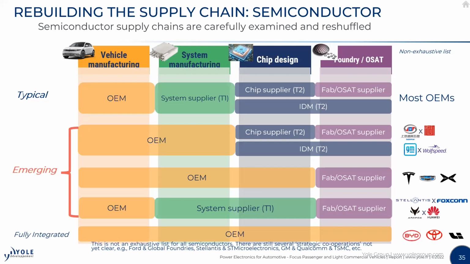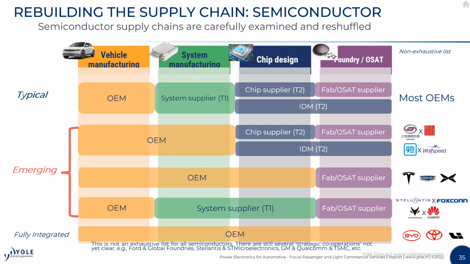So it means that if we look back to the historical supply chain of the automotive, which is the top level of the chart, we have very well-defined OEMs doing vehicle manufacturing, then we come to T1 doing systems, then we have chip design, and at the very end, we have foundry and OSAT, with very clear roles, kind of a silo between each business model.